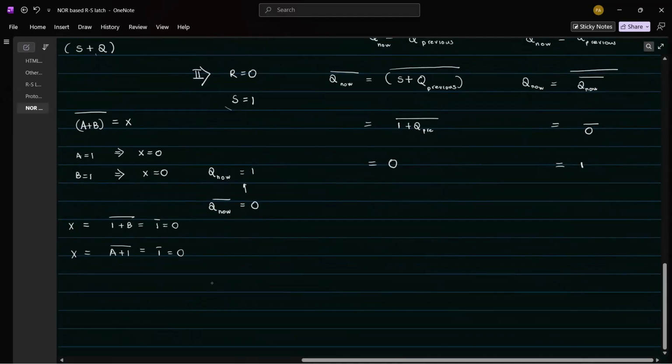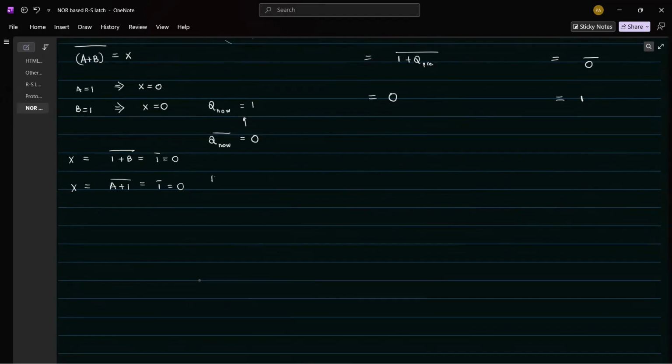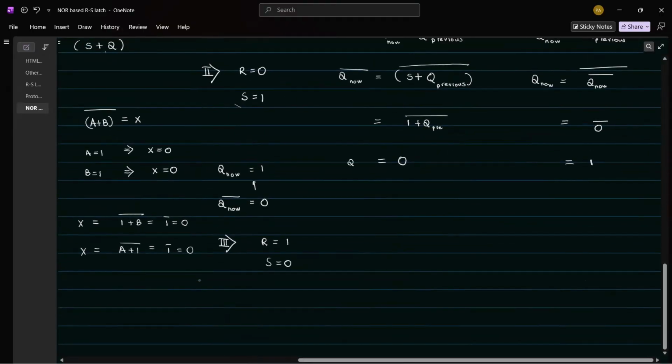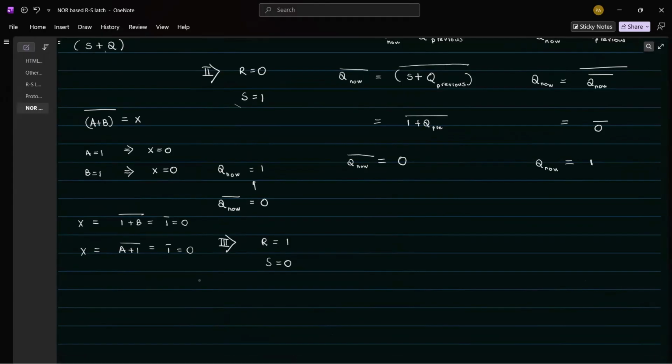That's the idea. Okay. Similarly, we go to the third combination, where R is equal to 1, S is equal to 0. Before we move there, I'll just write this down for you. It actually achieves our expected outcome. Q now is equal to 1 and Q now whole thing bar is equal to 0.